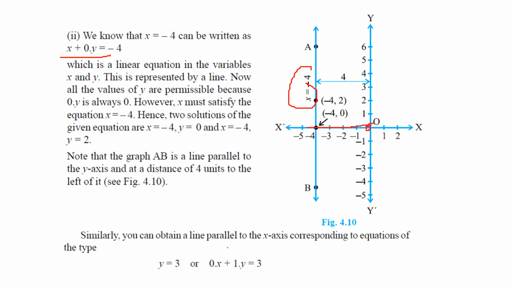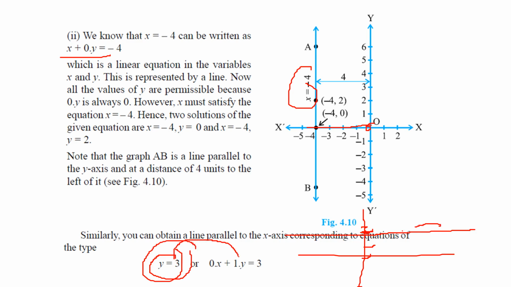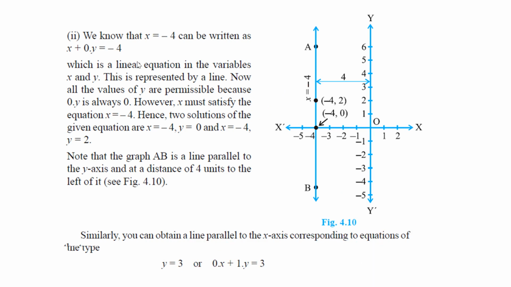So this is how you can easily do it. y equal to 3 means simply 1, 2, 3. So this is y equal to 3, and you just make a straight line. This is the line which is representing y equal to 3, which is essentially a linear equation. 0 dot x plus 1 dot y equal to 3, you can put any value of x here. So the value of x will vary, but y will always remain constant, which is 3. That is why it is parallel to the x-axis.